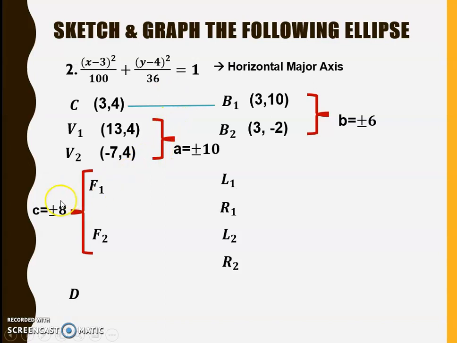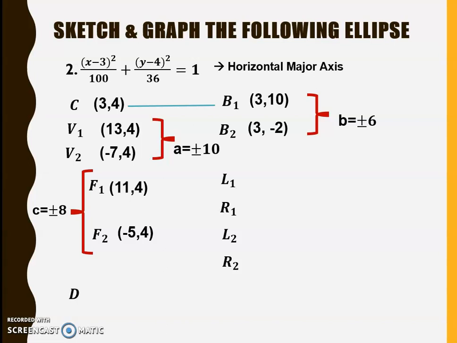Since you have plus or minus 8 as the distance from the center to the focus, focus 1 and focus 2 will be changes in x's. So therefore, 8 plus 3 will be 11, and 3 minus 8 will be negative 5, 4.